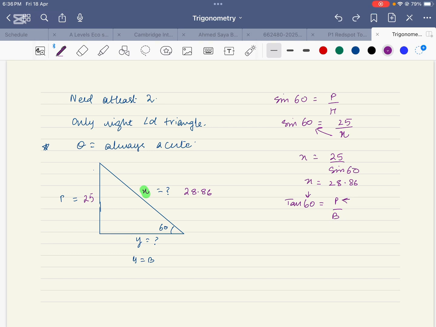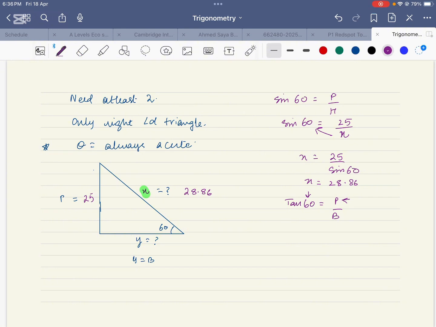Why didn't I use Pythagoras? Why didn't I use cos? I did not use cos or Pythagoras because the value of x will be involved. So how does that matter? Suppose I've calculated x wrong, or even if I've written the value wrong, and if I use this value, my other part will also be wrong.